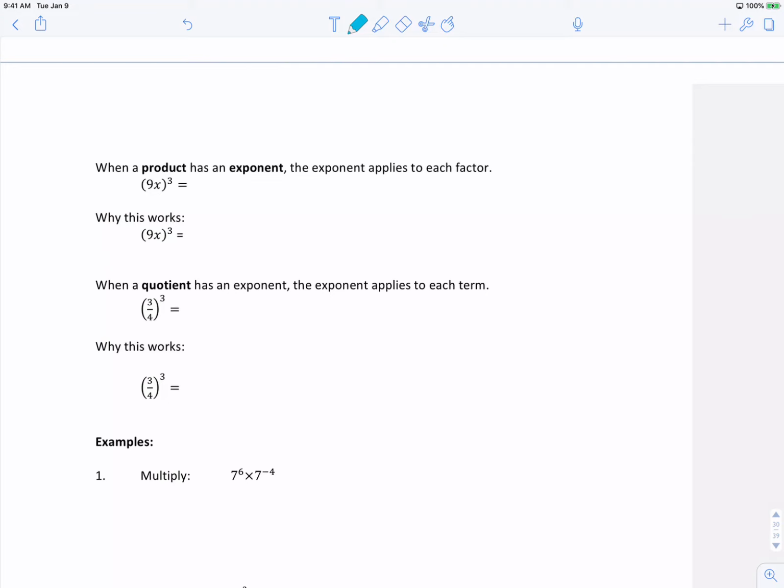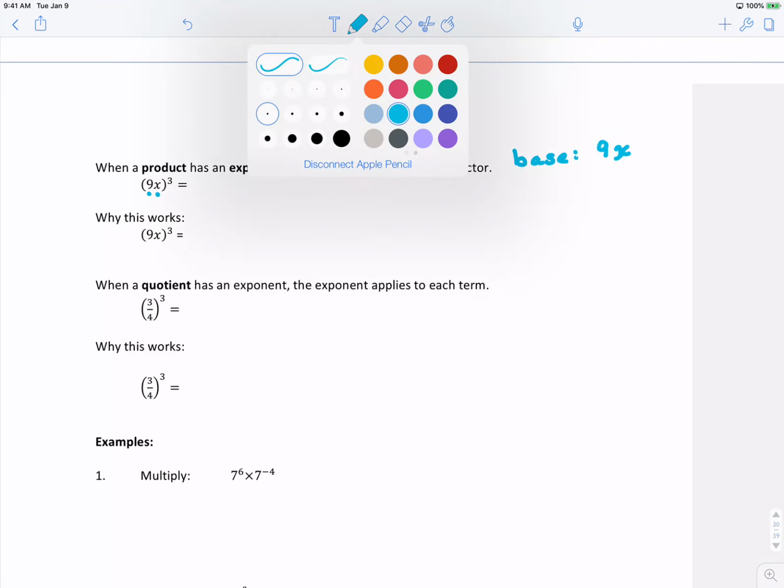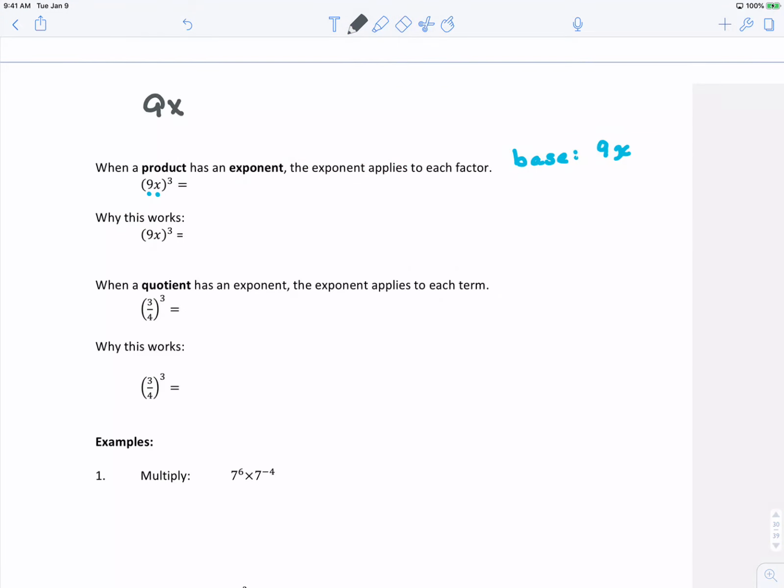Now this is a little bit different because we have 9x to the third. I don't have a base written twice. But my first question for you is, what is the base? And hopefully you're saying, in this case, it's a 9 and an x, because the whole thing is getting an exponent. If I had 9x to the third without parentheses, then the only base here would be an x. But the minute I include that in parentheses, now your base is the full thing because it's inside parentheses.